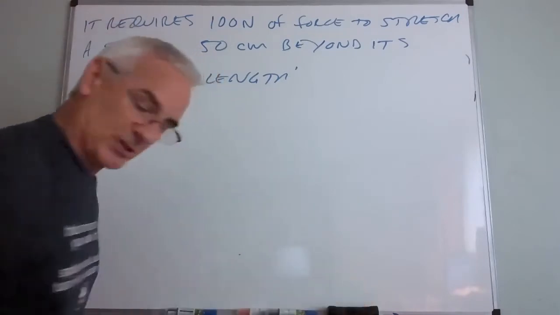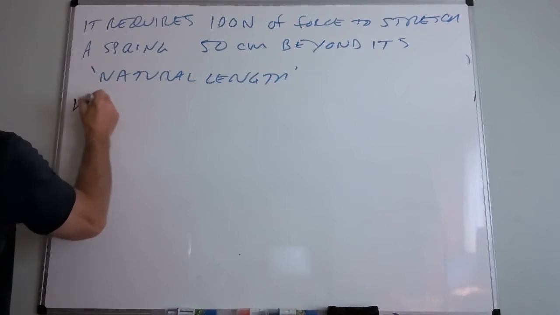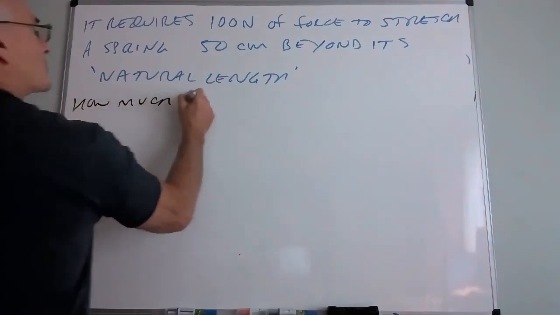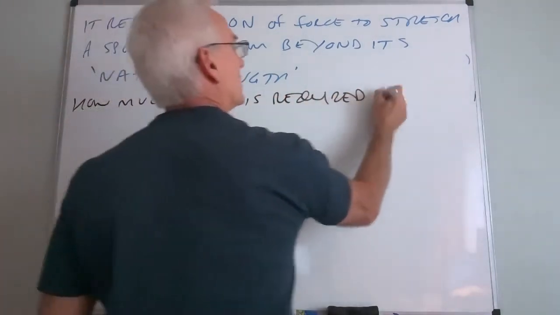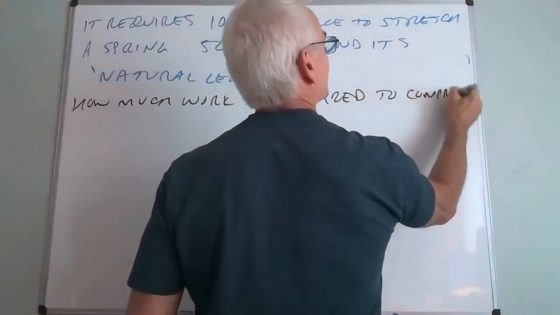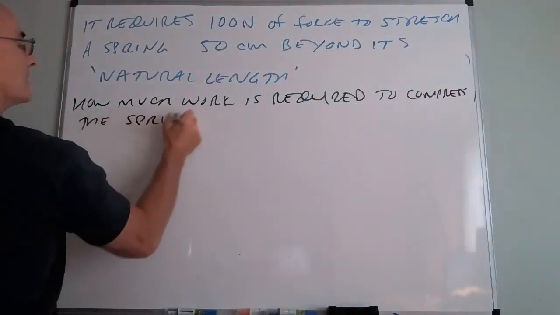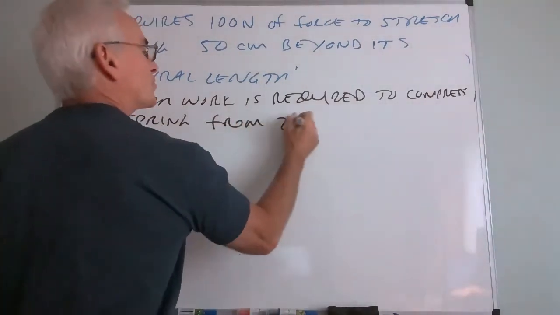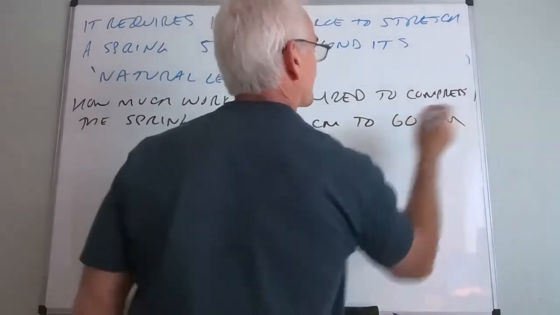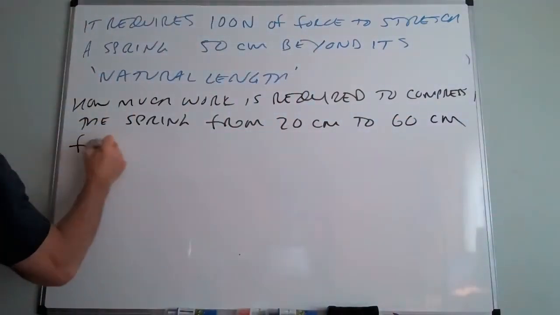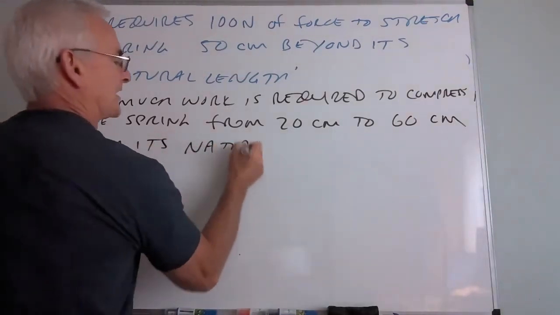And now the problem that I'm going to solve is how much work is required to, let's say, compress the spring from how about 20 centimeters to 60 centimeters from its natural length. Again, associate natural length with resting position.